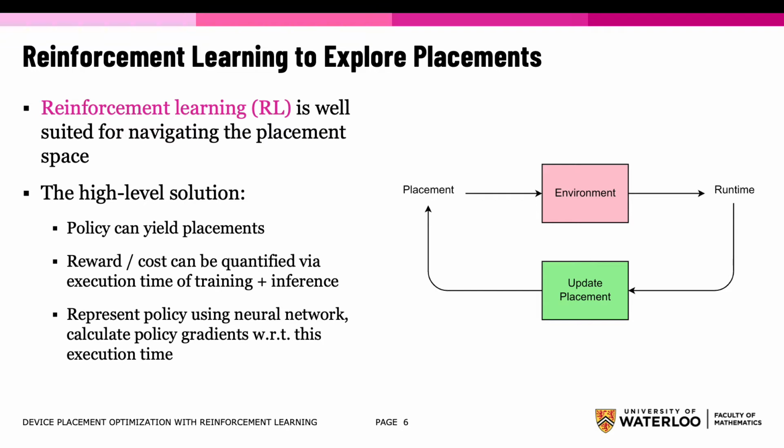Now, this paper explores this idea, and you can see presented on the right the high-level solution for reinforcement learning. It is essentially broken down into the policy, which yields placements, and these placements are evaluated in the environment, meaning that these models with their placement are trained, and then we measure the execution time of training and inference, and formulate this into a reward or cost function. Then using a neural network representation for the policy, we can calculate policy gradients with respect to this execution time and then update the model so that we predict better placements in subsequent iterations.